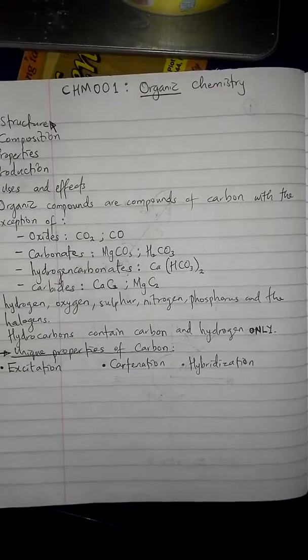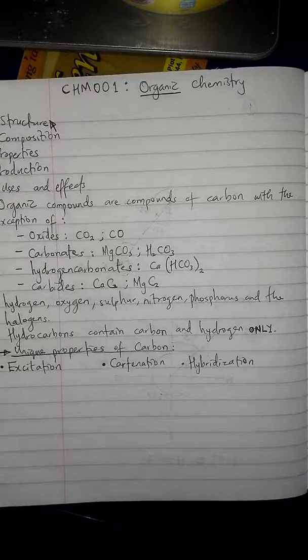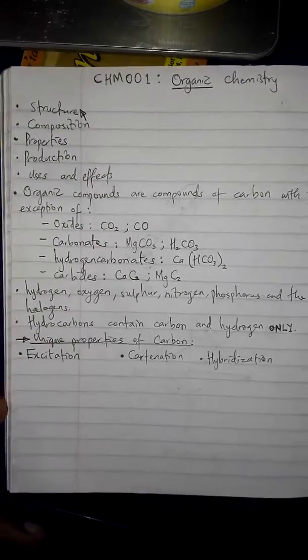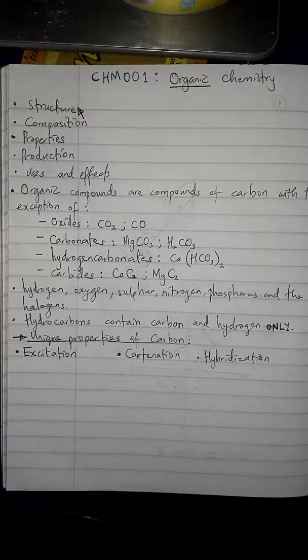We're going to be looking at each one of them to see what all these actually mean. We call these the unique properties of carbon. Before we begin to explain what each one of them means, we should briefly talk about the atomic makeup of carbon.